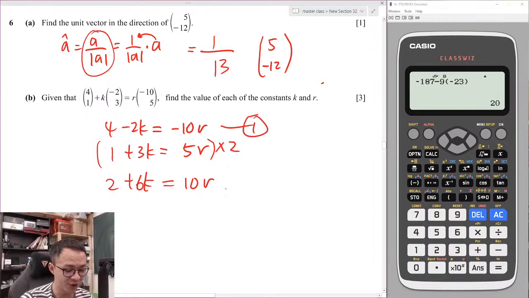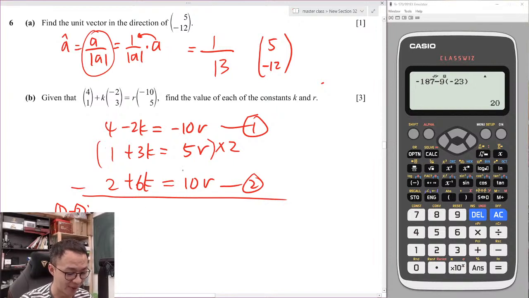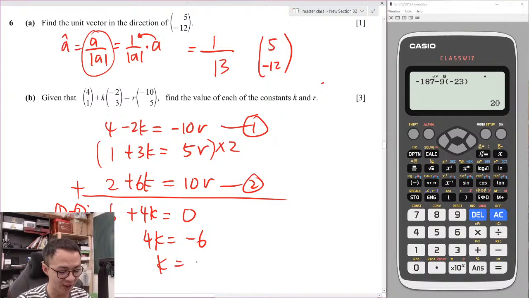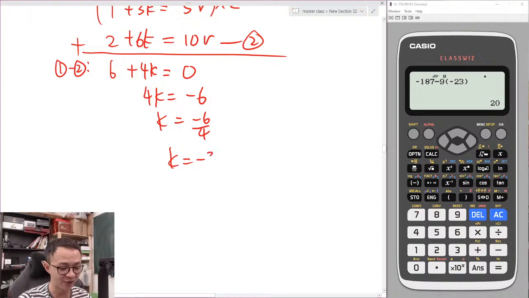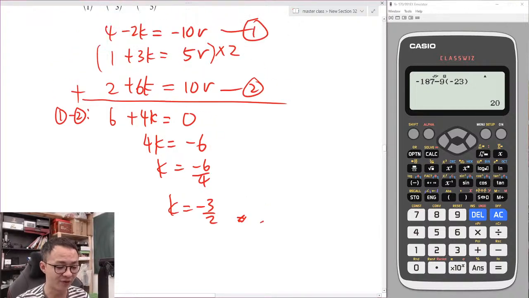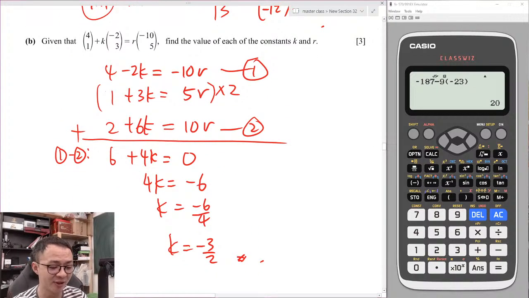Then this is first equation, this is second equation. Then I will use the first equation minus second equation. Oh no, cannot minus, must be plus them because this is negative 10, positive 10. So I plus them, I have 6 plus 4k equals to 0. 4k equals to negative 6, k equals to negative 6 over 4, which is k equals to negative 3 over 2. Yeah, quite straightforward. Basically, it's just simultaneous. Nothing very hard here.